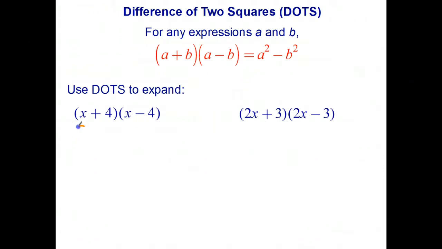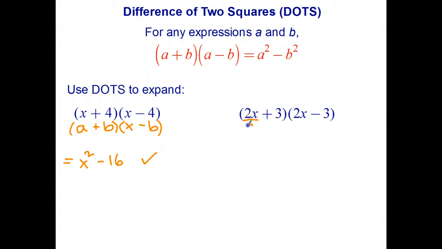So here we have a plus b, a minus b. In this case, a is x and b is 4. So this pattern here tells us that in expanded form, that's just going to be a squared, or x squared, minus b squared, which is the same as 4 squared, or 16. And there's the answer just in one step.